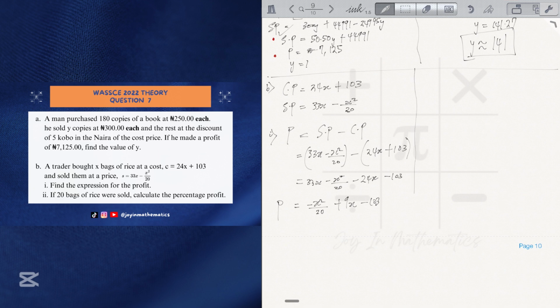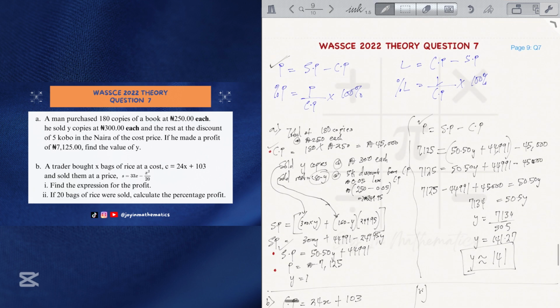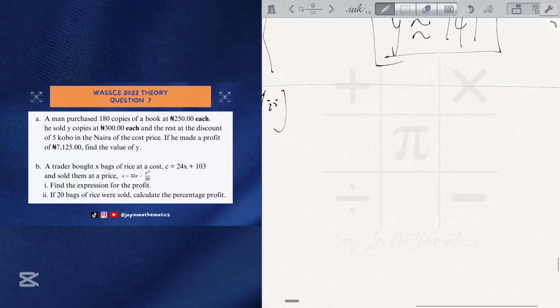Now let's move further to the next part of the question. That's II. It says, we have found the expression for profit. II now says if 20 bags of rice were sold, we should find the percentage profit. If 20 bags were sold, we should find the percentage profit. That means x is equals to 20. Now the percentage profit has this formula of P divided by cost price multiplied by 100%. So let's write that out first. We should find the percentage profit of P divided by cost price multiplied by 100%.